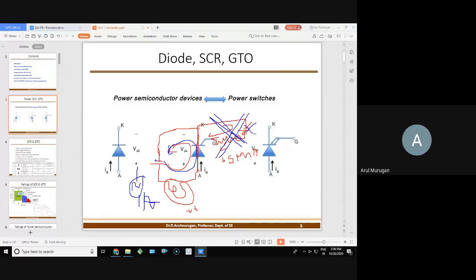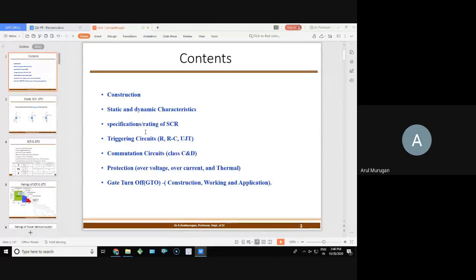Then what do you want to do? You can go for forced commutation. Here also there are A, B, C, D, E methods available. In your syllabus, C and D are there. So this is the commutation of the circuits. Why do you want to go for commutation? To turn off the SCR.